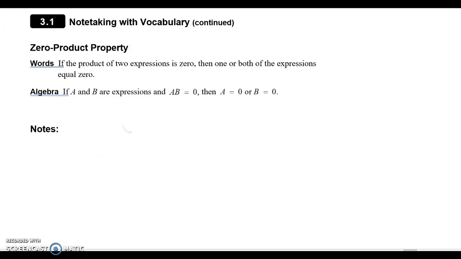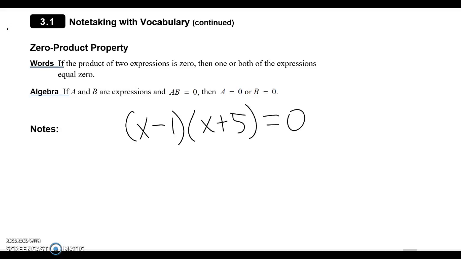So this is saying if I have two factors, maybe x minus 1 times x plus 5 equal to 0, then this means either x minus 1 is 0 or x plus 5 is 0. Now let's take a look at your notes.